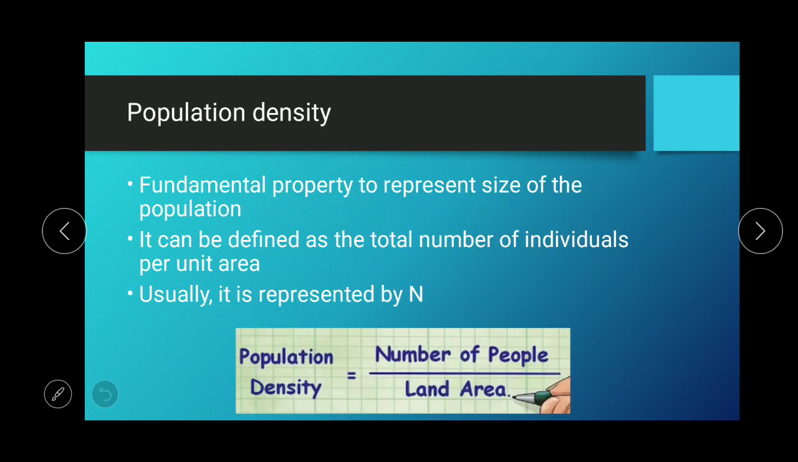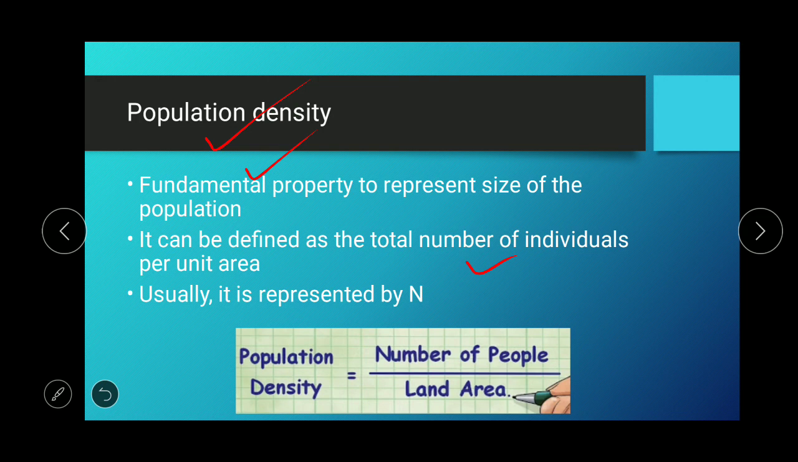So first of all, population density. What is population density? This is the most fundamental property to represent the size of a population. For defining the population density, we must know the size of the population. So this is the important fundamental property. In most cases, a population is represented by the population density, and this parameter helps us in many areas. It can be defined as the total number of individuals per unit area.